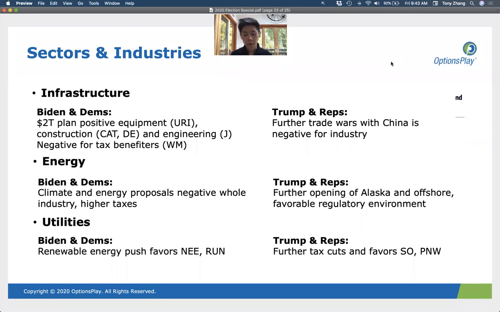Under the Trump and Republican side, this is really where further trade wars with China is a net negative for the industry. We do expect that under the Trump and Republican government, they will likely escalate those trade wars.